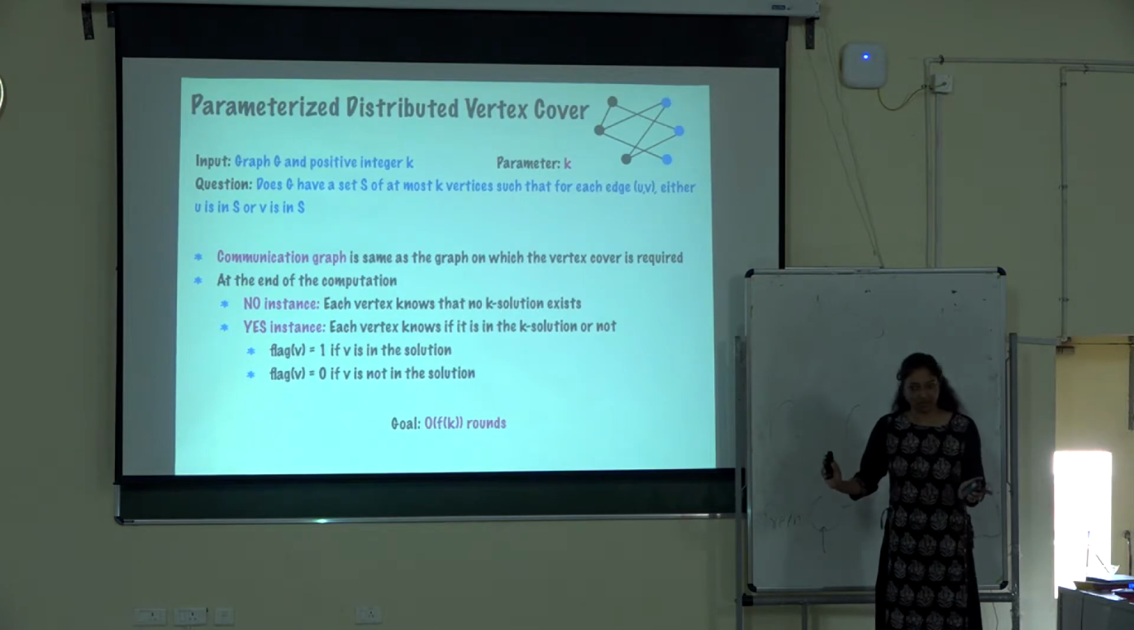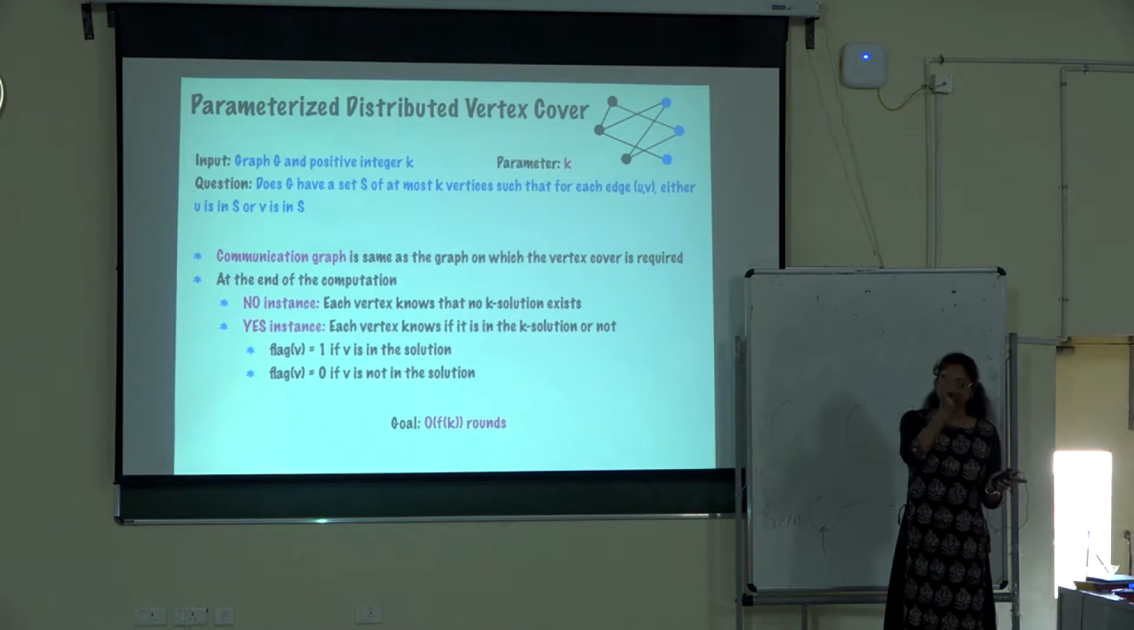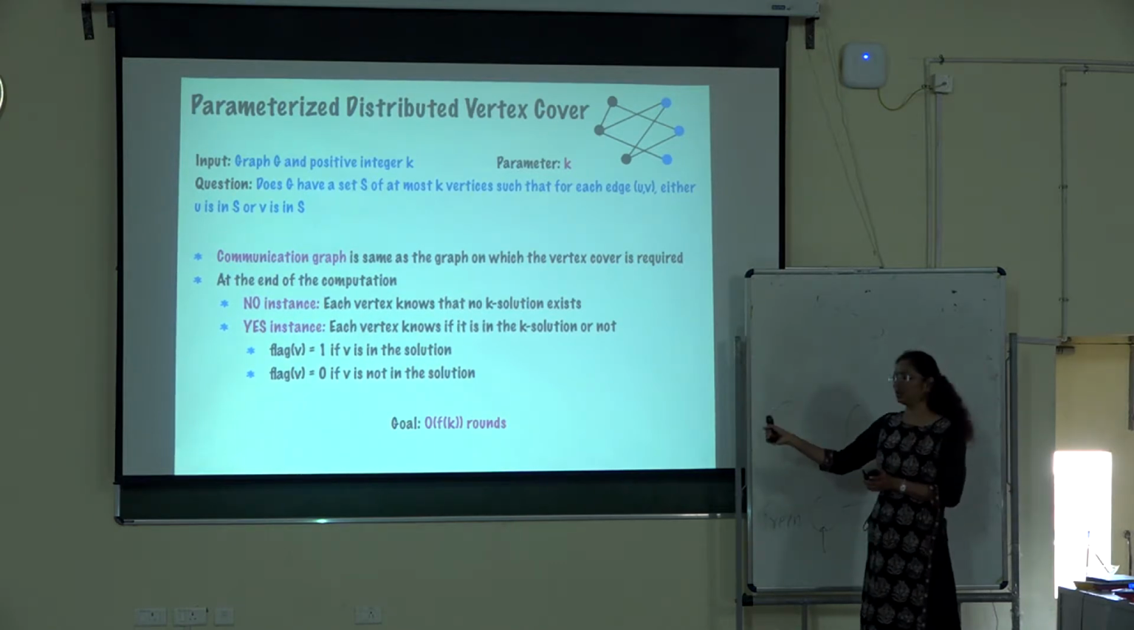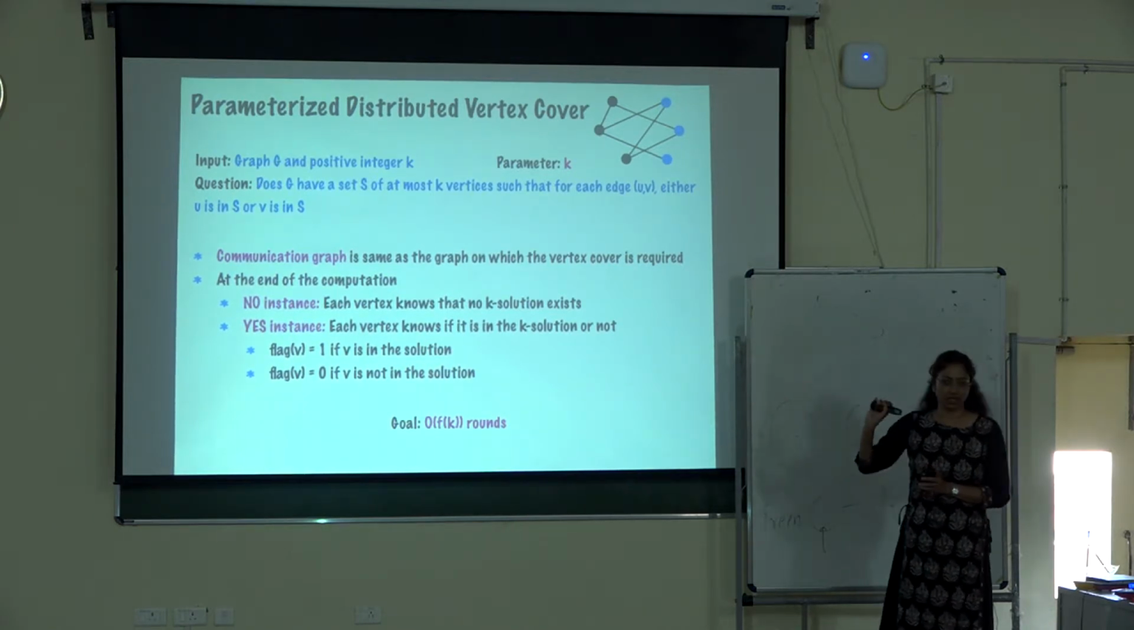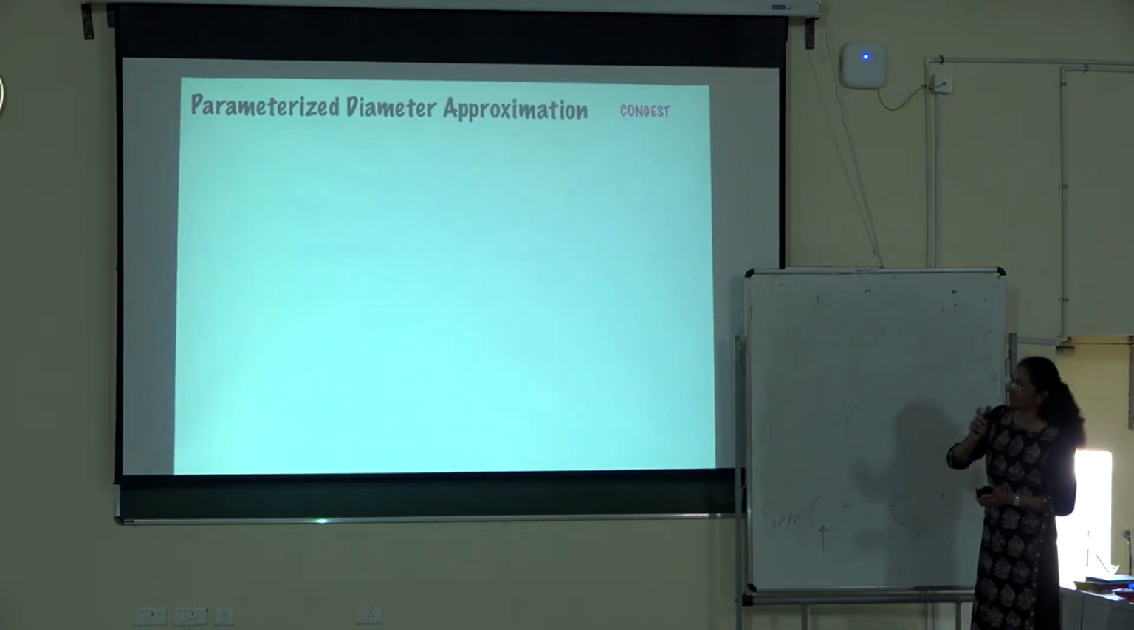We have n square complexity in the CONGEST model and diameter complexity in the LOCAL model. We want that particular complexity to be bounded by some function of k, where k is our solution size. That's the goal of this paper. Or rather one of the goals.